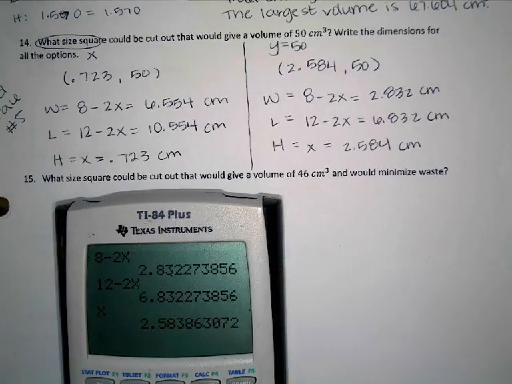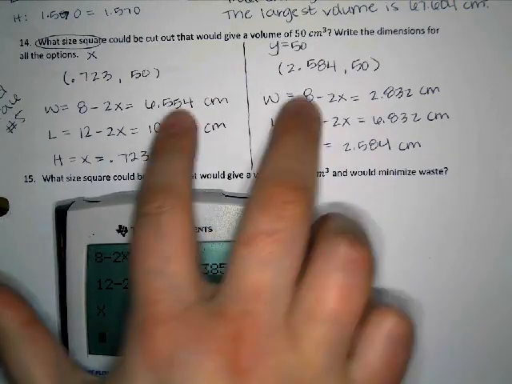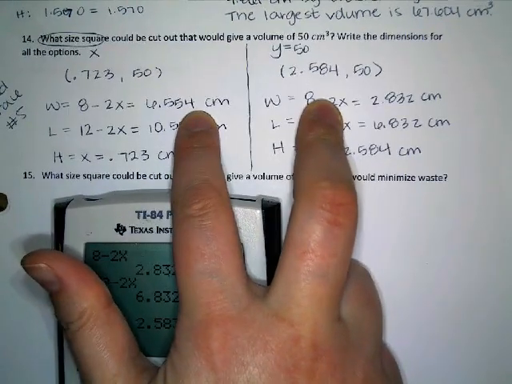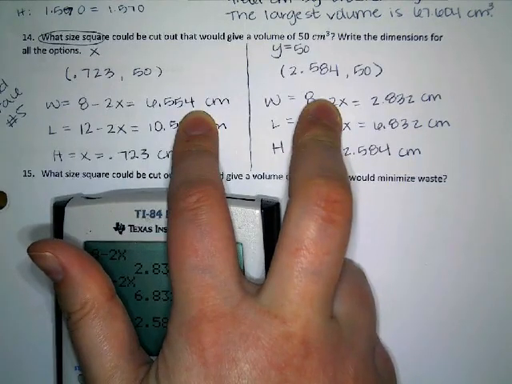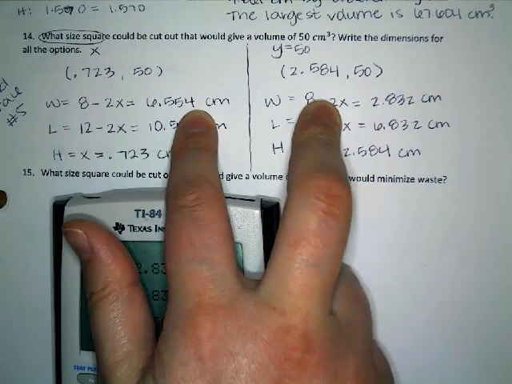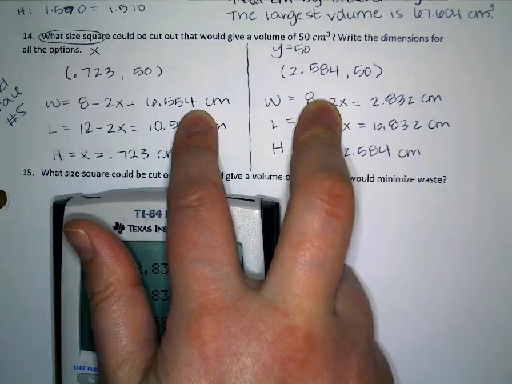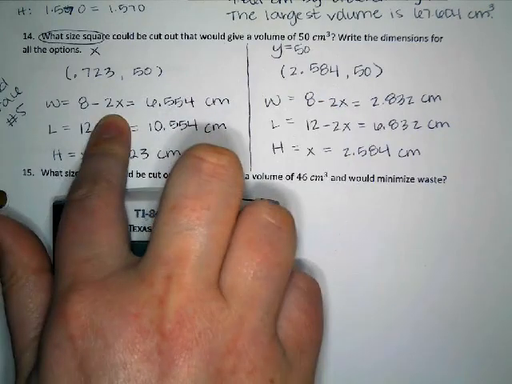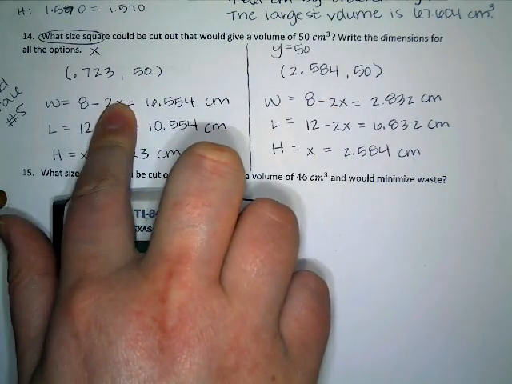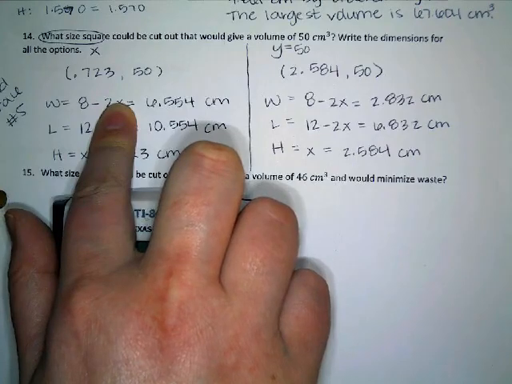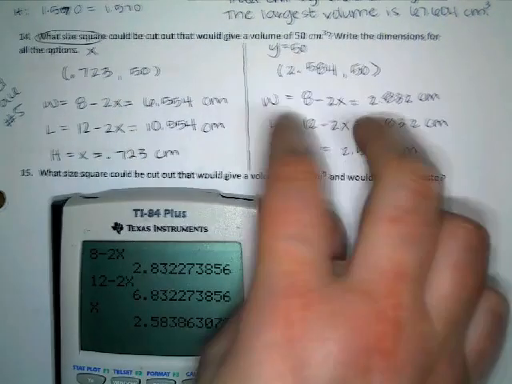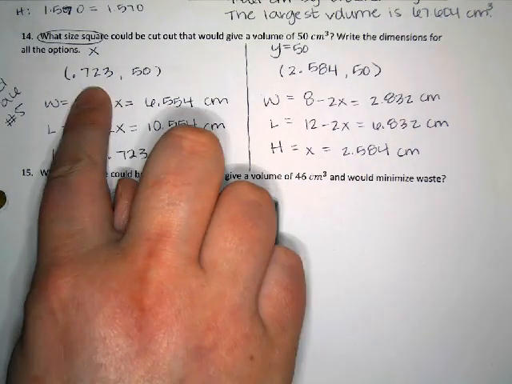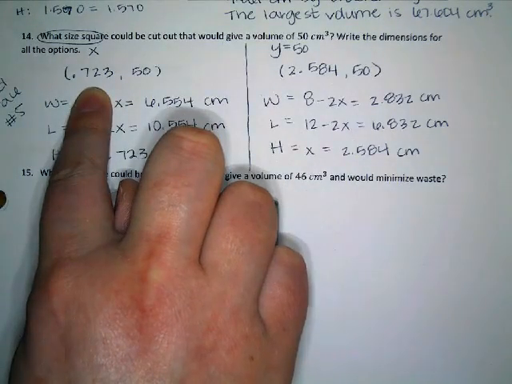Okay, so if you had these two options, and you wanted to minimize the amount of waste you were making, which option would you go with? If you wanted to minimize the amount of waste. The 0.723. I'd go with this one if I wanted to minimize waste. Why? It's a smaller square. It's the same volume. I'm going to have the same volume box, but I'm going to be cutting out smaller squares, which means I'm going to be throwing away less as I make my box. Does that make sense?